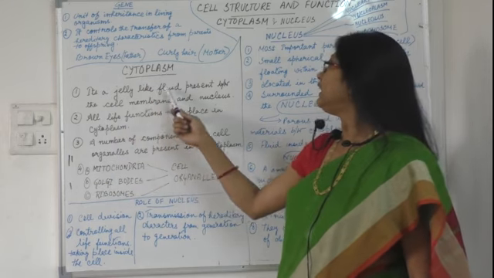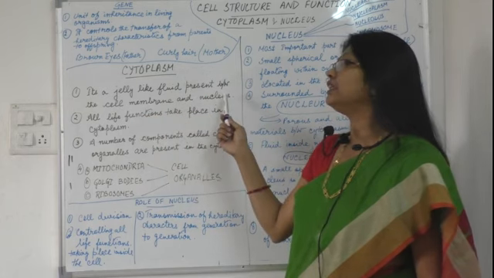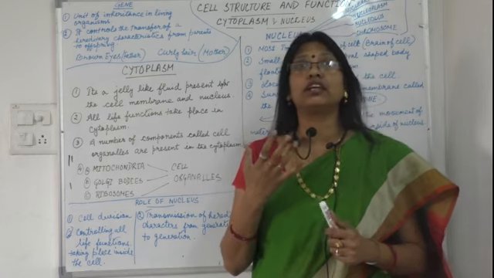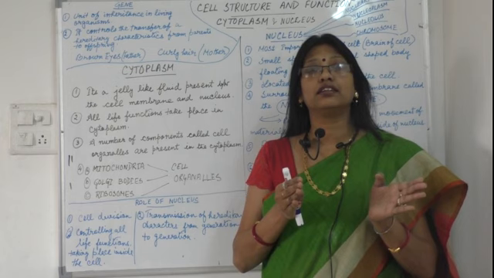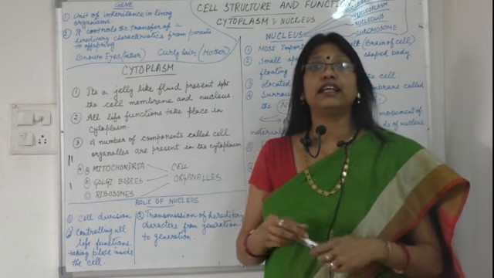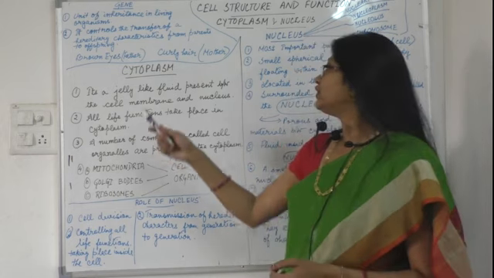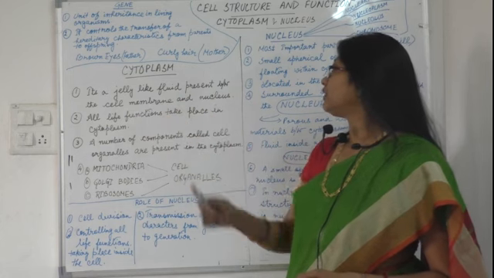It is a jelly-like fluid present between the cell membrane and nucleus. Jelly-like substance means, what does that mean? That means it is not liquid, it is not solid. It is an in-between stage, that is jelly-like fluid. So cytoplasm is a jelly-like fluid present between the cell membrane and nucleus.